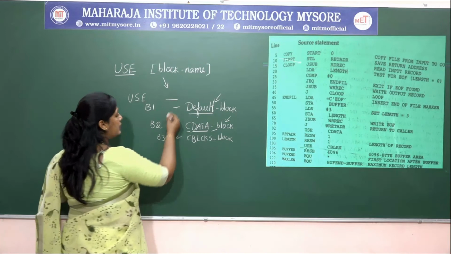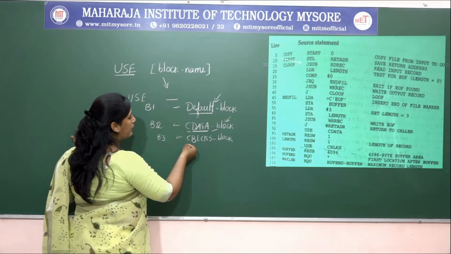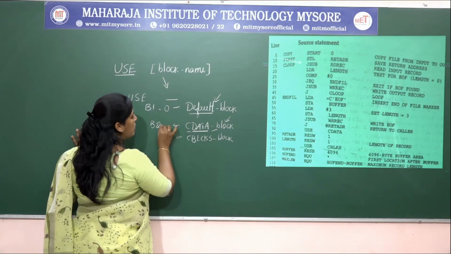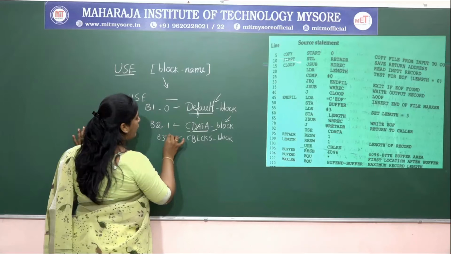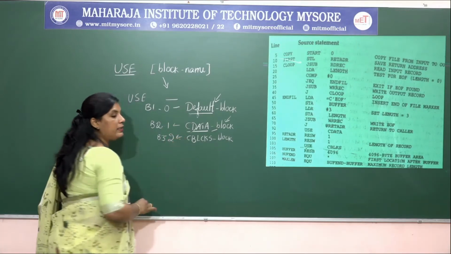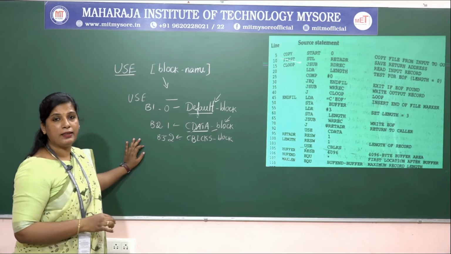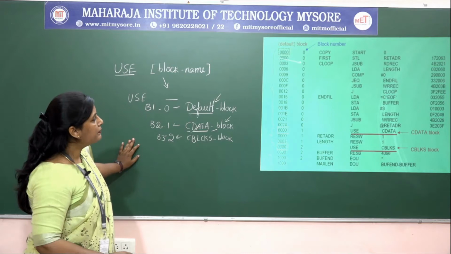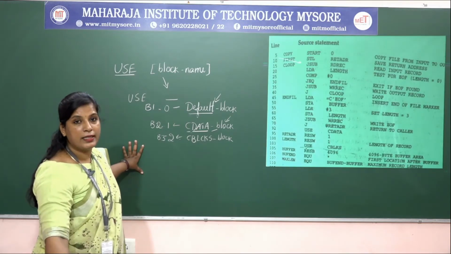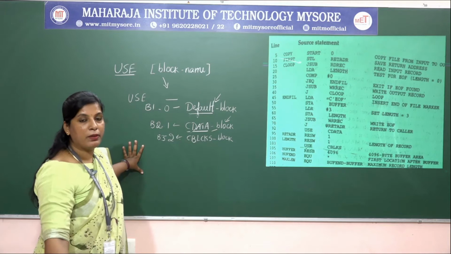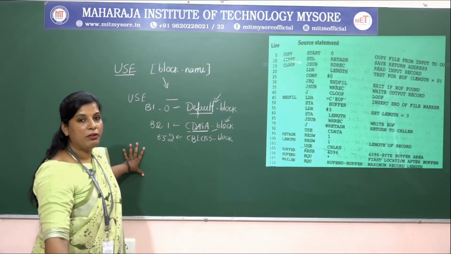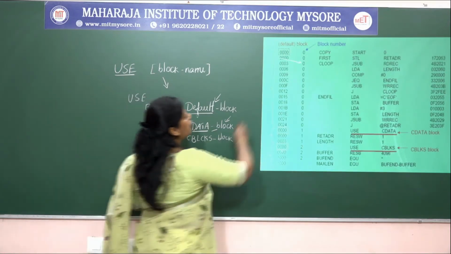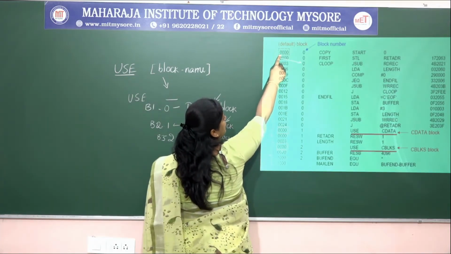By default it is going to assign a block number to each of the program blocks. For the default block the number is 0. For CDATA the block number is 1. For CBLKS the block number is 2, like that. For example, for the same program, you can observe that the starting address is mentioned as 0, so the program will be started from memory location 0 only.